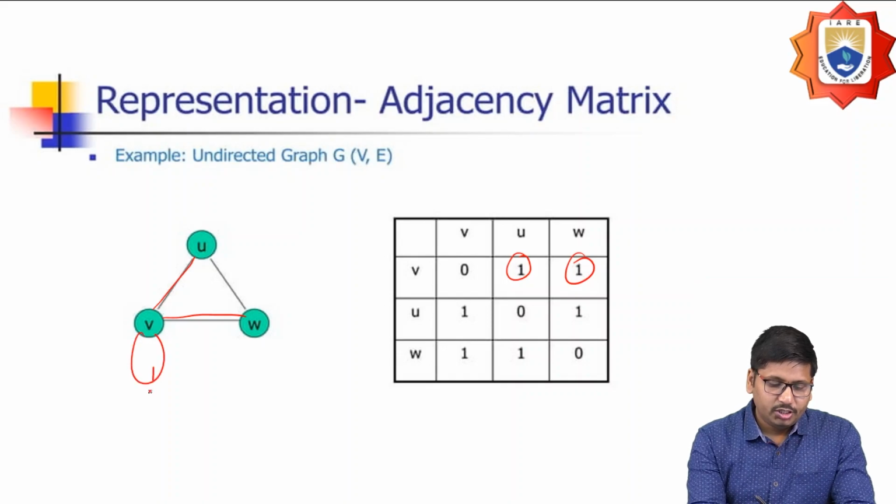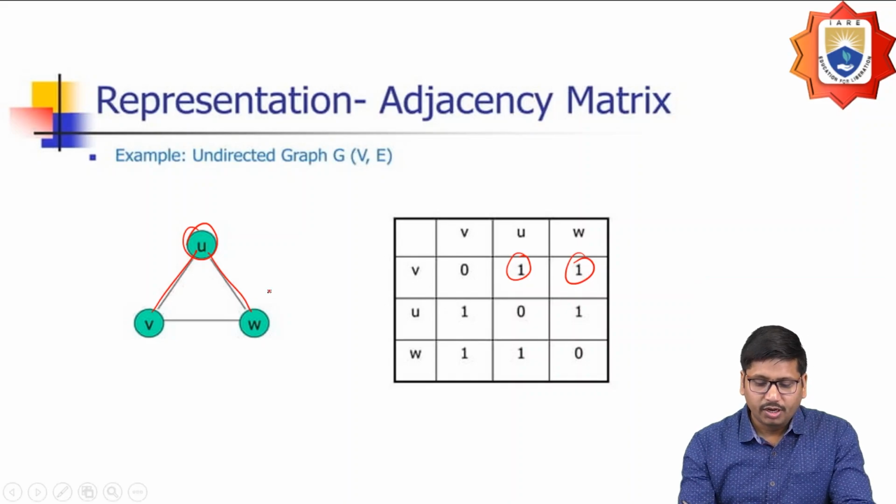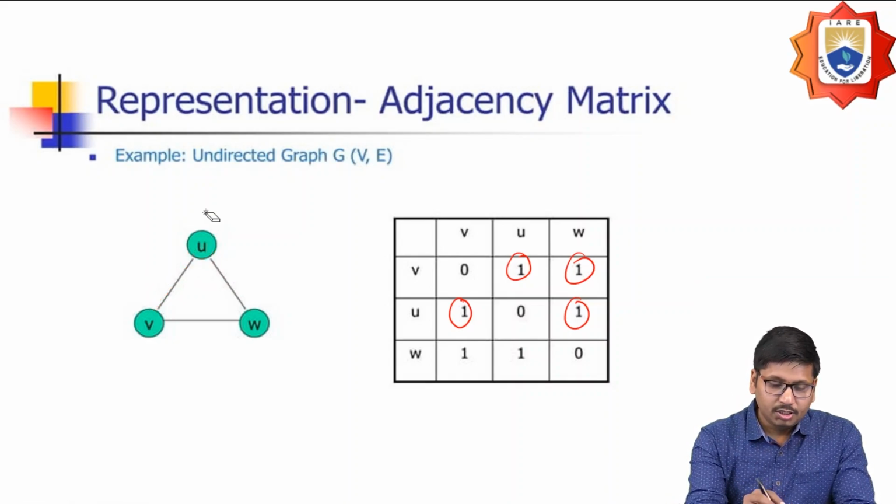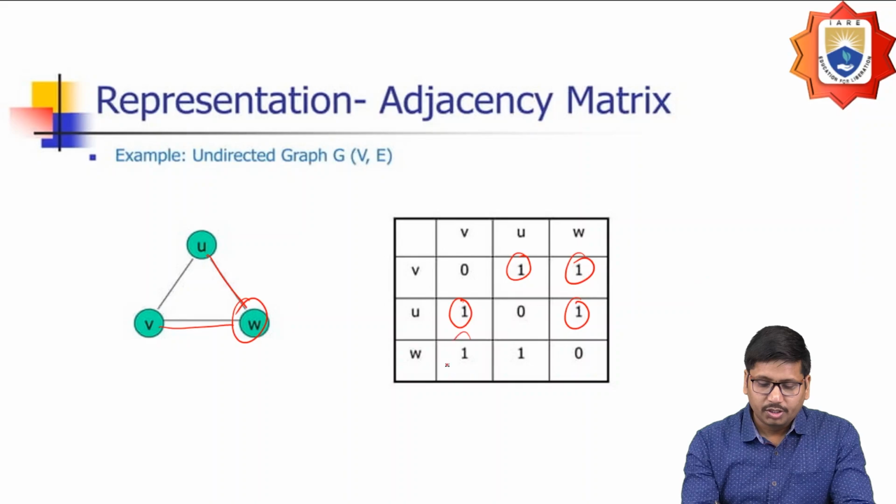And for V to V there is no edge, no self-loop, so it should be 0. Similarly, if I consider U, what are the vertices that are connected? V and then W are connected, so it should be 1. And similarly, if I consider W, what are the vertices that are connected, U and V? So that's why it should be.